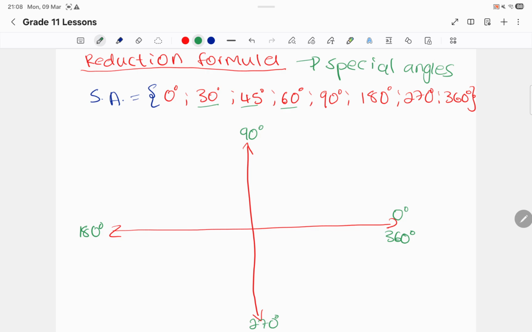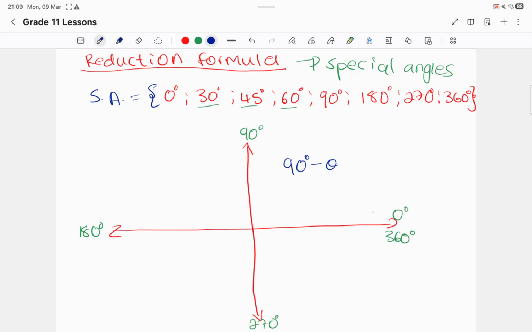So what reduction formula does is you will be given angles and you need to be able to reduce this angle into special angles. If we find that it's an acute angle, it will be defined by 90 degrees minus theta. Whatever angle you have, you are saying 90 minus a certain angle, which might also be a special angle, depending on the case, right?